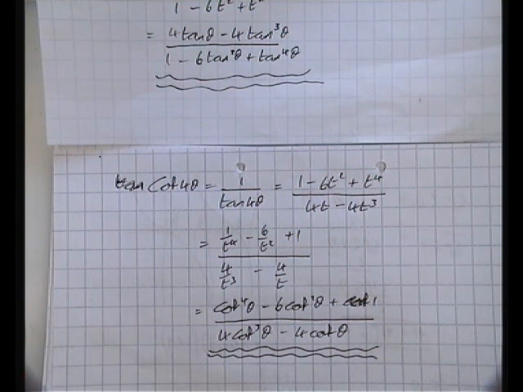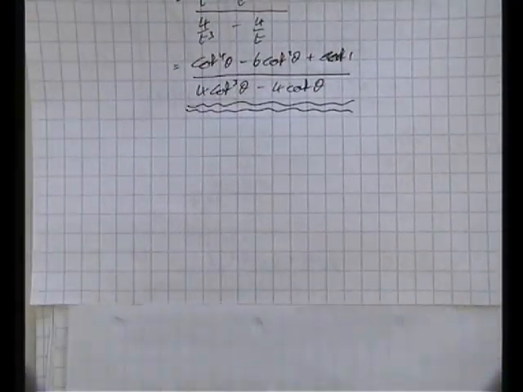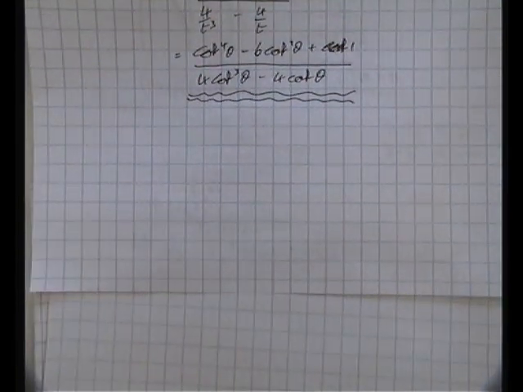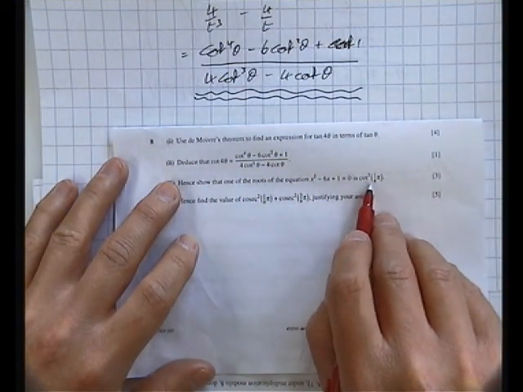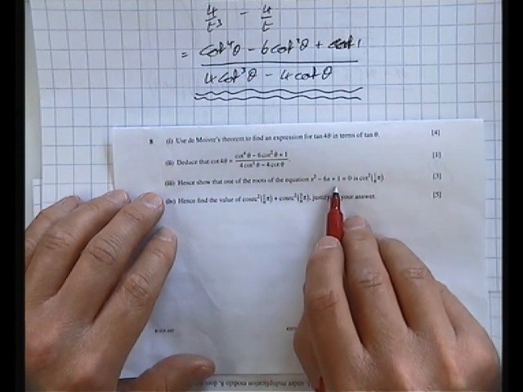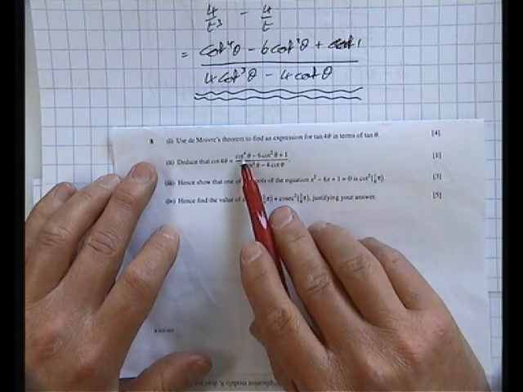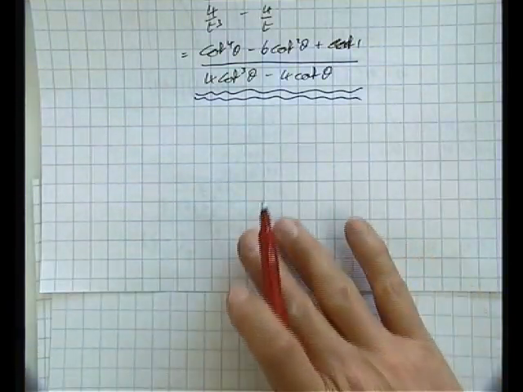Now, the third part of the question says, hence show that one of the roots of the equation x squared minus 6x plus 1 equals 0 is cot squared an eighth pi. Now, x squared minus 6x plus 1 is very reminiscent of cot to the 4 theta minus 6 cot squared theta plus 1 if we made a quick substitution.